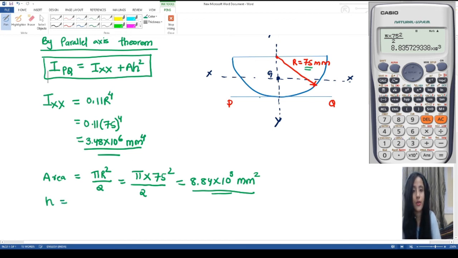H height will be this distance h, right? Now for a semicircular section, its centroid G will lie at a distance 4r by 3 pi. At a distance 4r by 3 pi. So my whole of this is radius r.